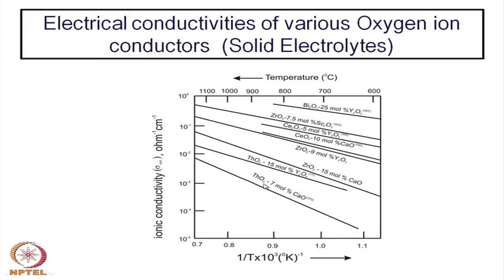Of course, their absolute levels of conductivity are different, as you can see from here. While bismuth oxide has a very high conductivity at a fairly low temperature, it is not so stable and it is chemically reactive. So, bismuth oxide is normally not used, although it has a high conductivity. Zirconium oxide with 7.5 mole percent scandium oxide: when you dope Sc2O3 into zirconium dioxide, it produces a very high conductivity. Unfortunately, this is again rarely used because of the very high cost of scandium, which is a rare earth oxide, and the non availability of this particular oxide.